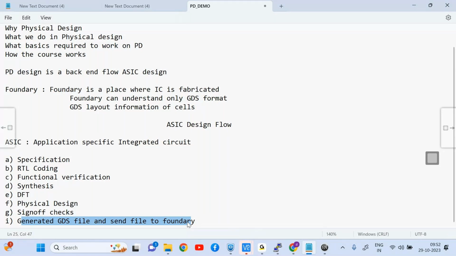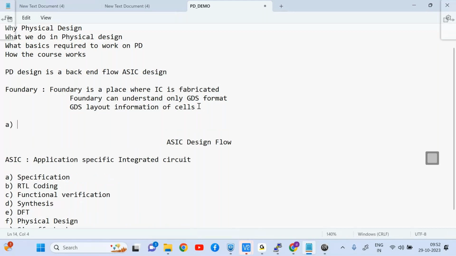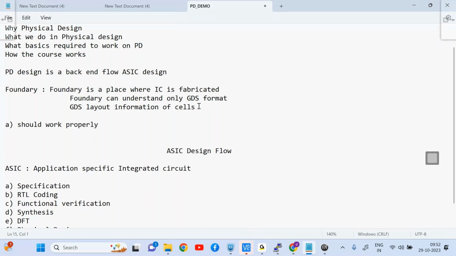If I want to design any IC, we are in the design flow. We are not in the fabrication. So fabrication happens only in the foundry. All these steps are only designing the IC. Because why we have to design IC? The main reason is that the IC should work. IC should work properly. Second thing, IC should operate with highest speed.